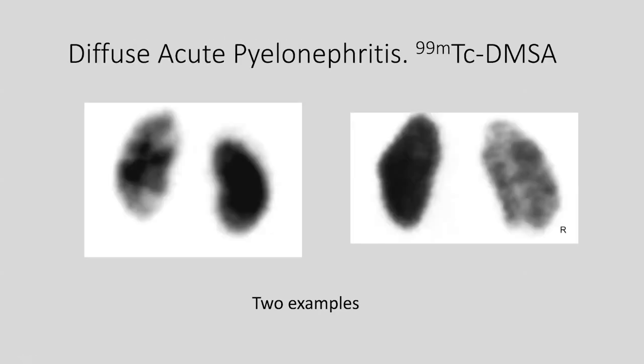Pyelonephritis could be focal or diffuse. These are two examples where you can see that the infection is pretty diffuse along the left kidney, while the right kidney here is normal. And on this other case, the right kidney shows diffuse acute pyelonephritis. So it can be focal, small, medium, large, or it could be diffuse.